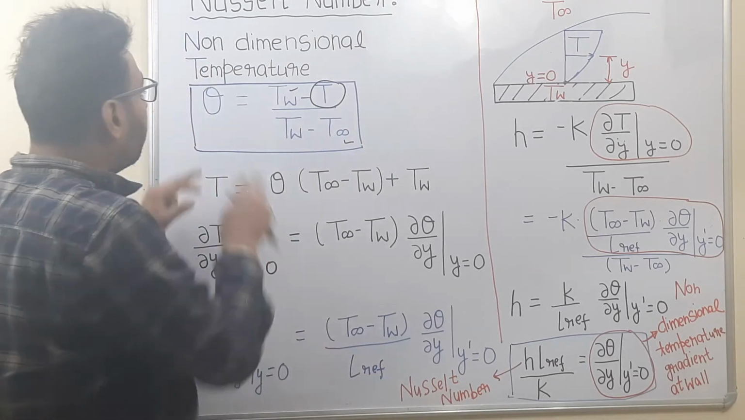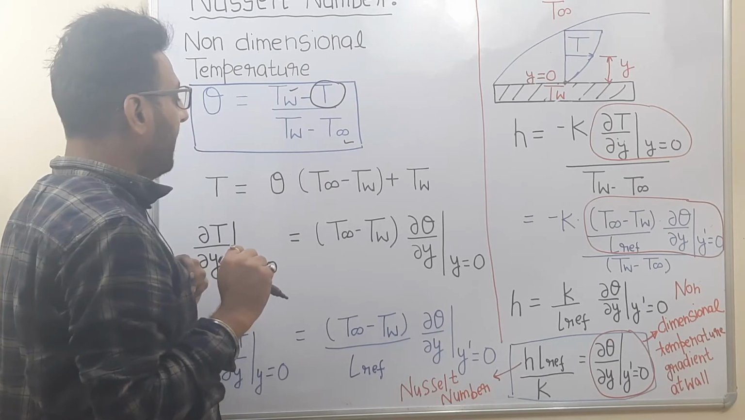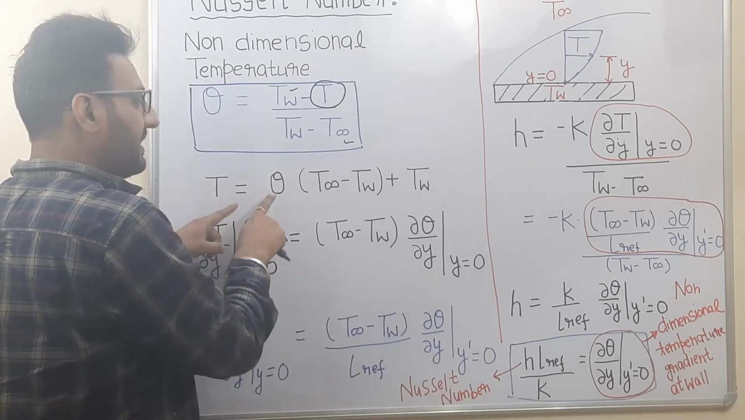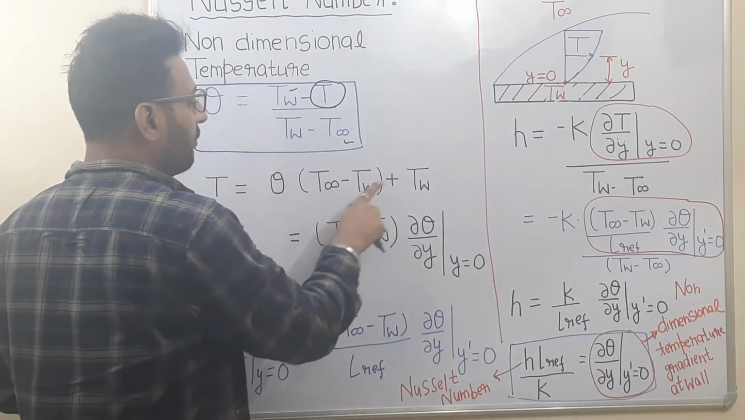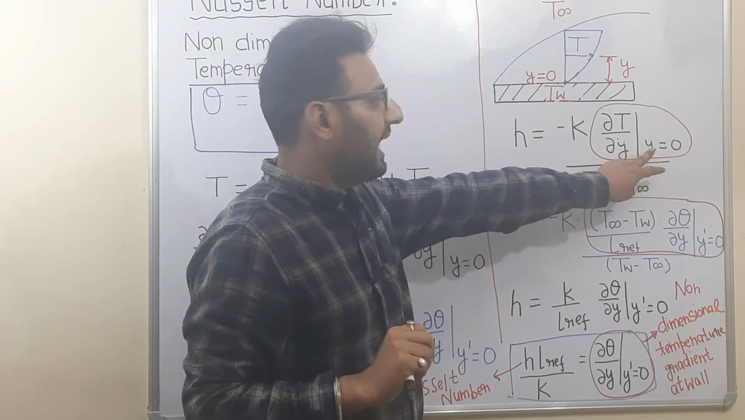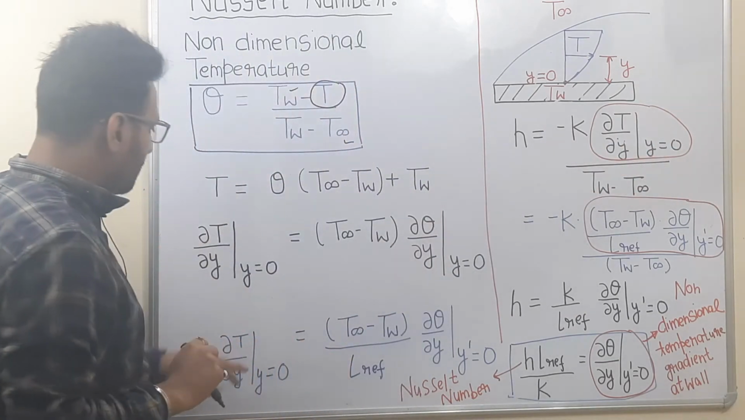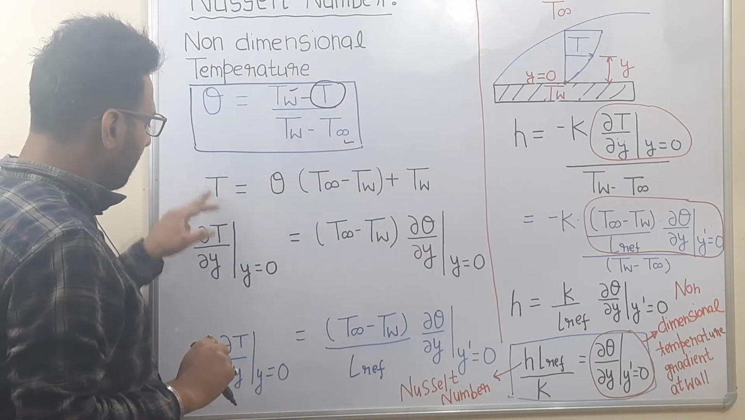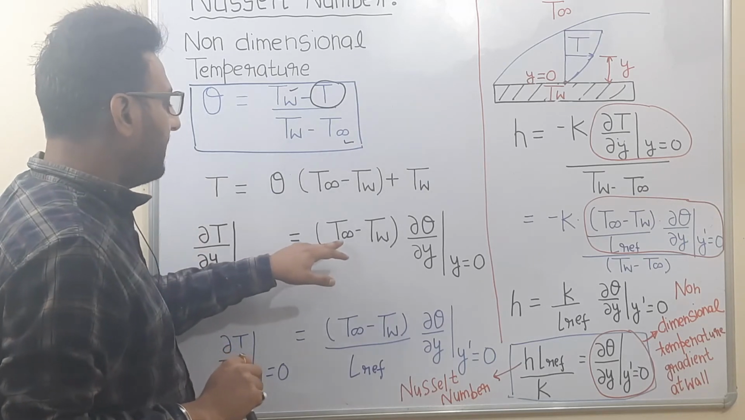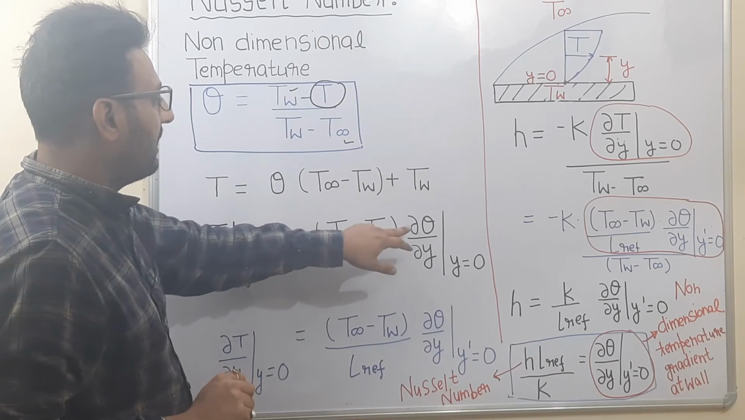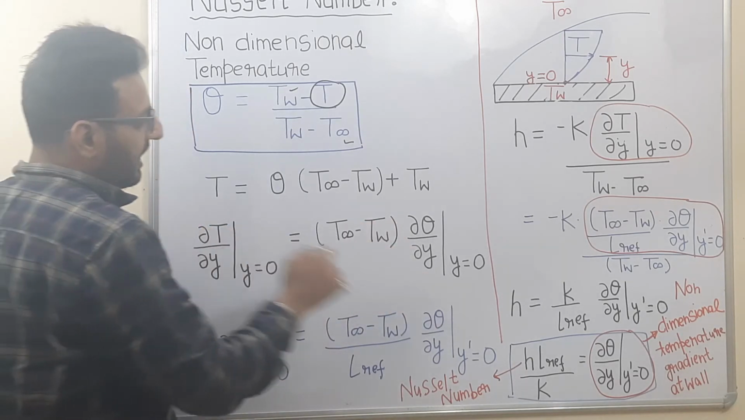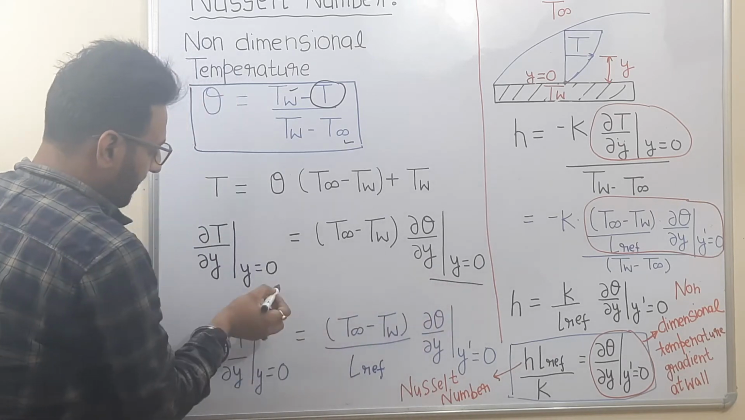Now after rearranging we can obtain the expression for temperature T as theta times (T infinity minus Tw) plus Tw. So we need to determine the value of del T upon del y at y equal to 0. After differentiating this expression, we will get del T upon del y at y equal to 0 as (T infinity minus Tw) times del theta by del y at y equal to 0. Now in this way, these two are connected.